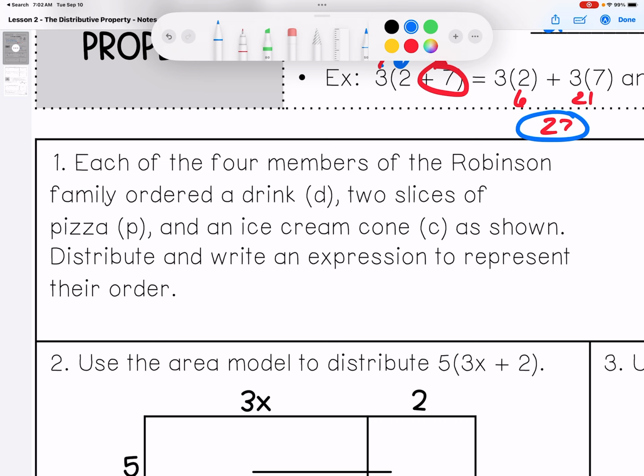Like, who eats pizza and ice cream together? Like, that don't even make sense. Anyways.